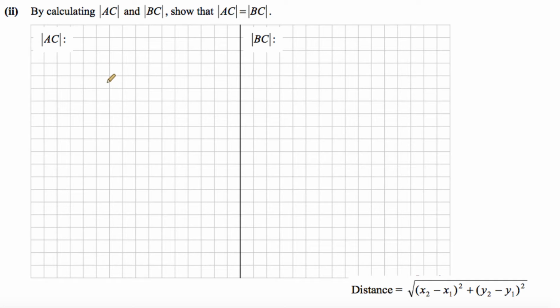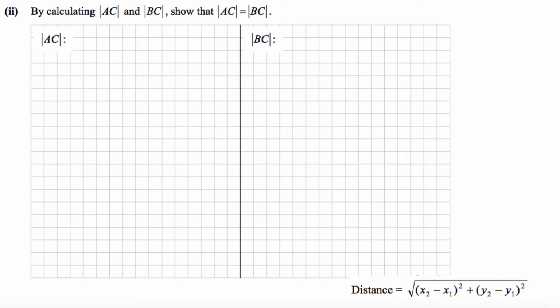Part 2. By calculating the length of AC, these straight brackets mean the length of that line segment AC, and the length of BC, show that the length of AC is equal to the length of BC. So we're trying to find the distance between 2 points here. Now we have a formula in our tables book, which is down here. This is the distance formula in our tables book. So we're just going to use that to calculate the distance between the points.